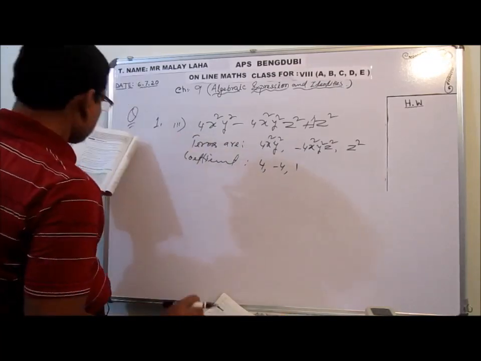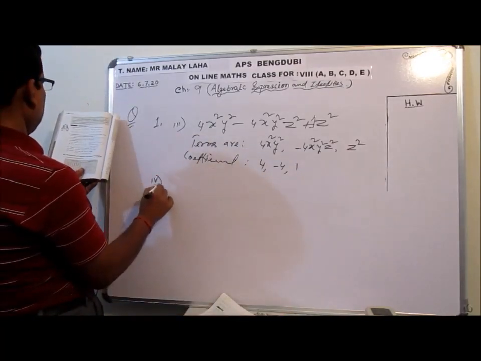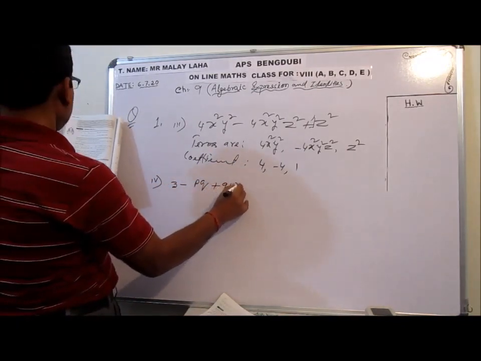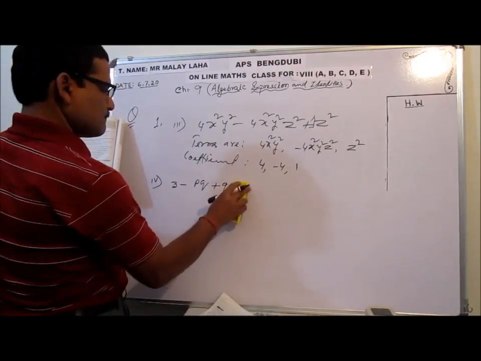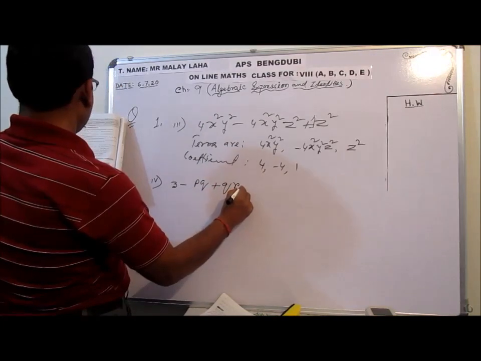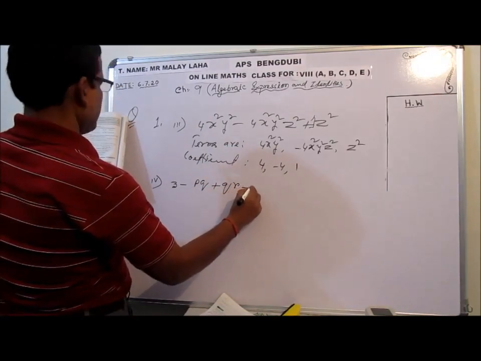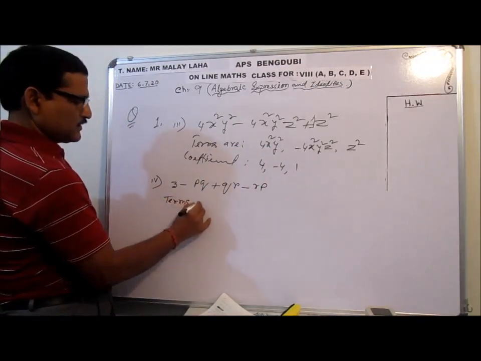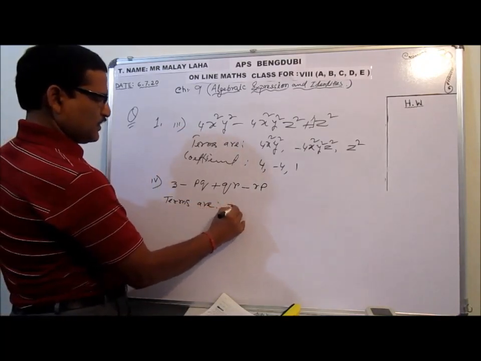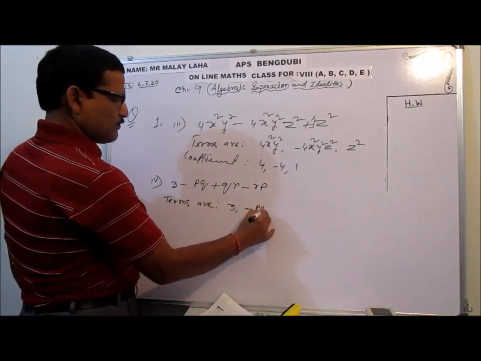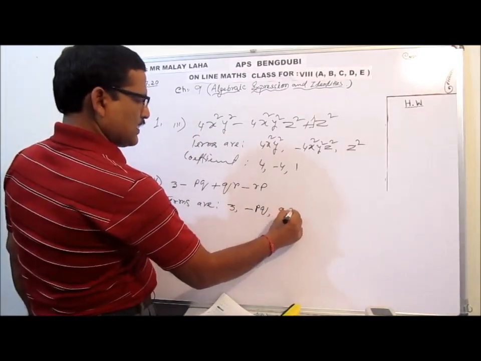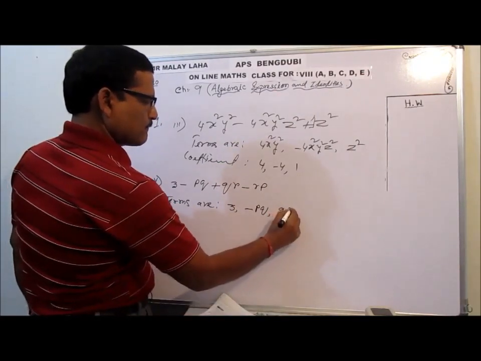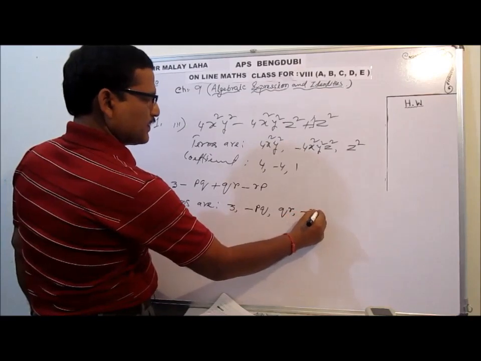Next is 4. 3 minus PQ plus QR minus RP. So the terms are 3, next one is minus PQ, next one is QR, next one is RP.